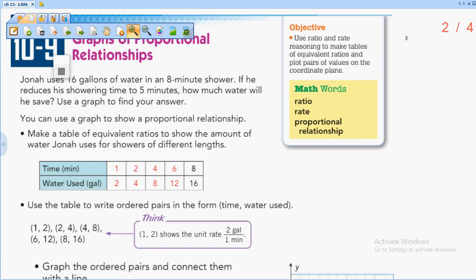Math. Today in this video, I am going to explain proportional relationship and how to graph that relationship. A proportional relationship between two variables is just a relationship where the ratio between the two variables is always going to be the same.